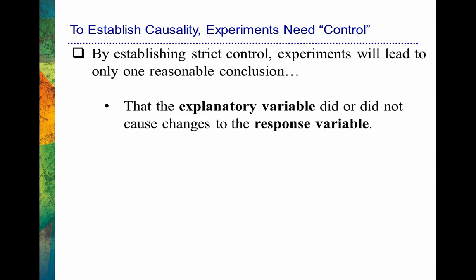All right, so by establishing strict control, experiments will lead to only one reasonable conclusion. And this is just kind of summarizing what I just said. That reasonable conclusion is that the explanatory variable did or did not cause changes in the response variable. So in this case, the type of drug did cause changes in survival rate.